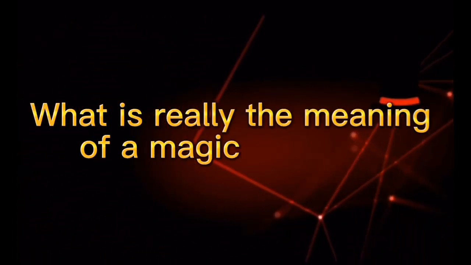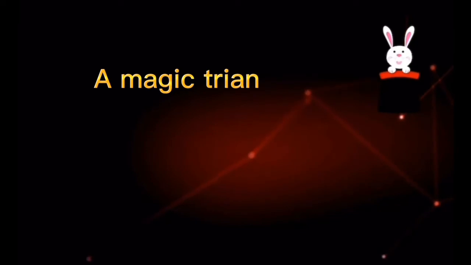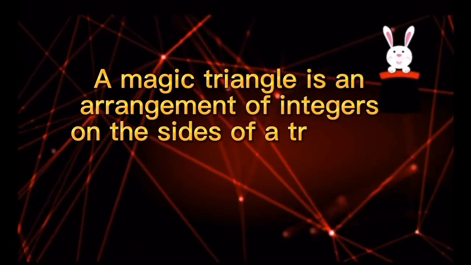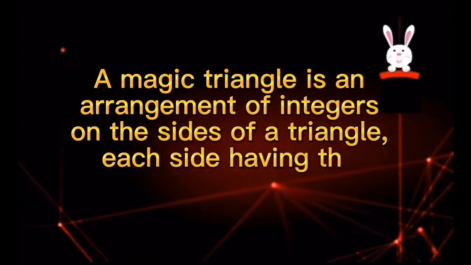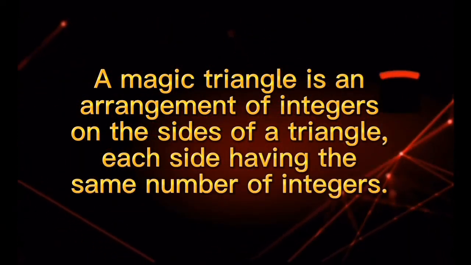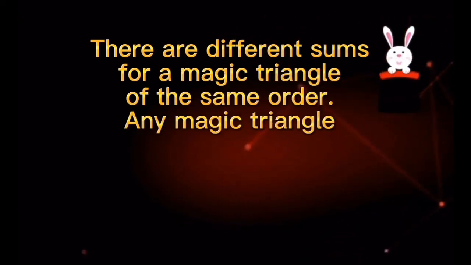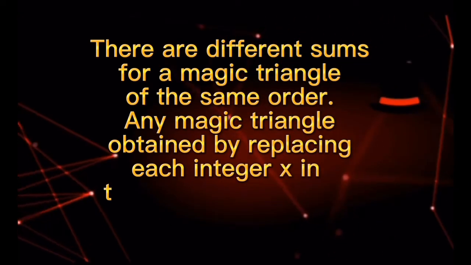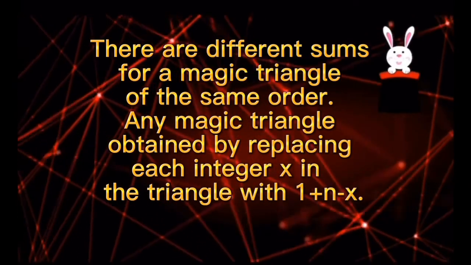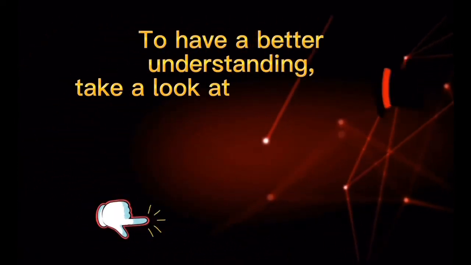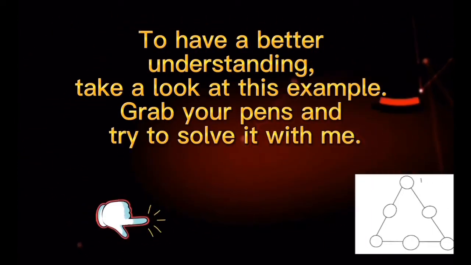So, what is really the meaning of a magic triangle? A magic triangle is an arrangement of integers on the sides of a triangle, each side having the same number of integers. There are different sums for a magic triangle of the same order. Any magic triangle can be obtained by replacing each integer x in the triangle with 1 plus n minus x. To have a better understanding, take a look at this example.